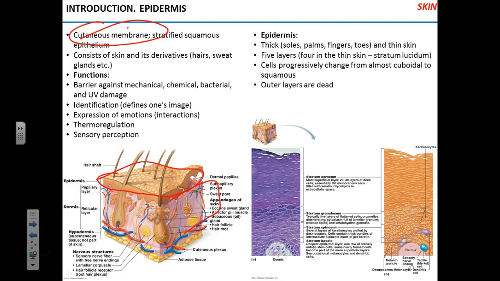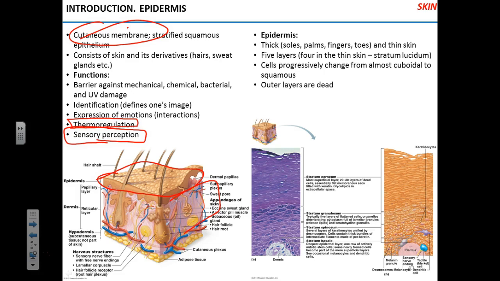A very important part of the skin function is regulation of body temperature. It is the main one, it is the singularly most important organ that controls how much heat we shed into the environment. Also, sensory perception. Not most, but a decent amount of your sensory experiences come from the skin, from the sense of touch.